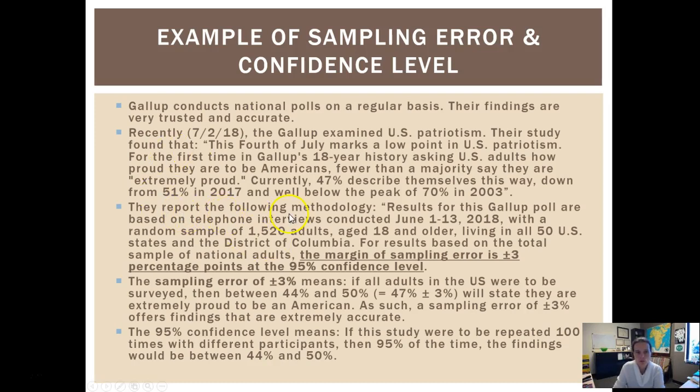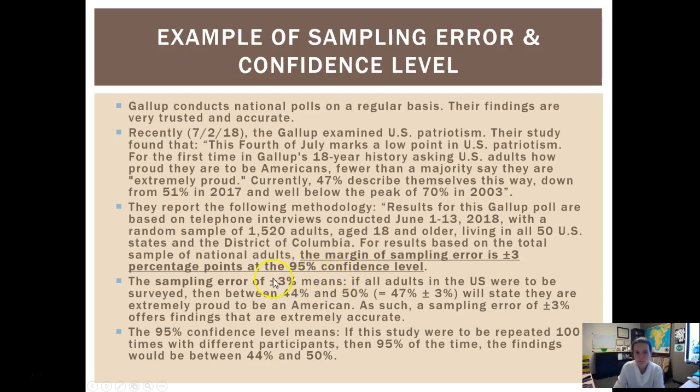In this report from Gallup, they go on to explain their methodology. They say telephone interviews, so through random digit dialing, conducted between June 1st and 13th with a random sample of 1,520 adults, 18 and older, living in all 50 states and the District of Columbia. And then they go on to say that for this study, the margin of sampling error is plus or minus 3 percentage points at a 95% confidence level.